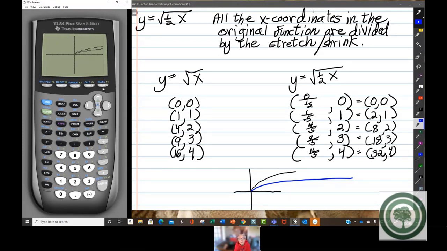It looks like it's being shrunk, but it's actually being pulled out so that instead of 1, 1 being located at 1, 1, it's now located at 2, 1. So that 1 value has been stretched out to 2. The 4 value has been stretched out to 8. That is, the 4, 2 has been stretched out to 8, 2. So now that 2 y coordinate is occurring out at 8, instead of in here at 4. So here's where it was. Out there is where it is now.